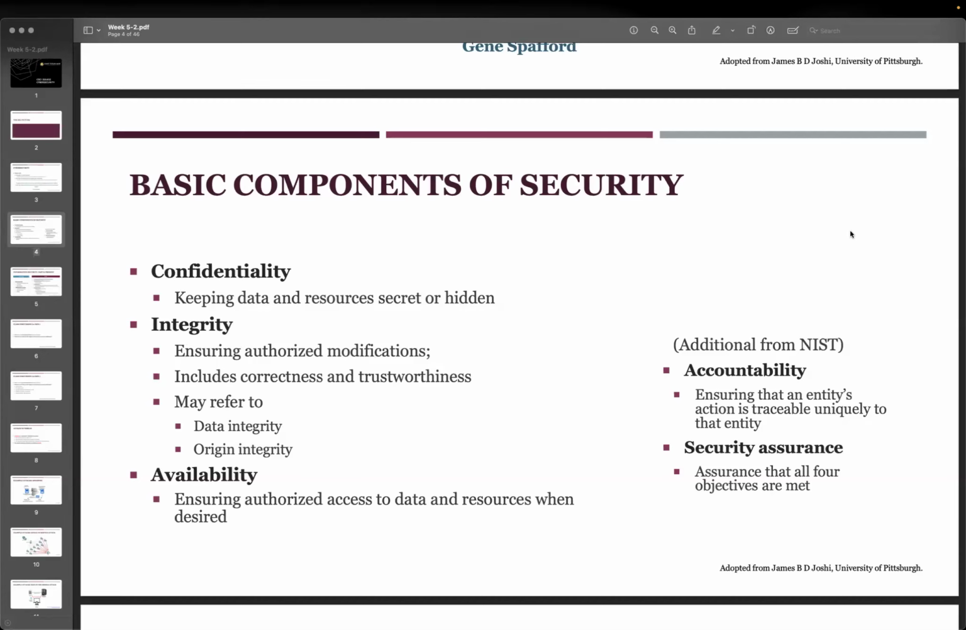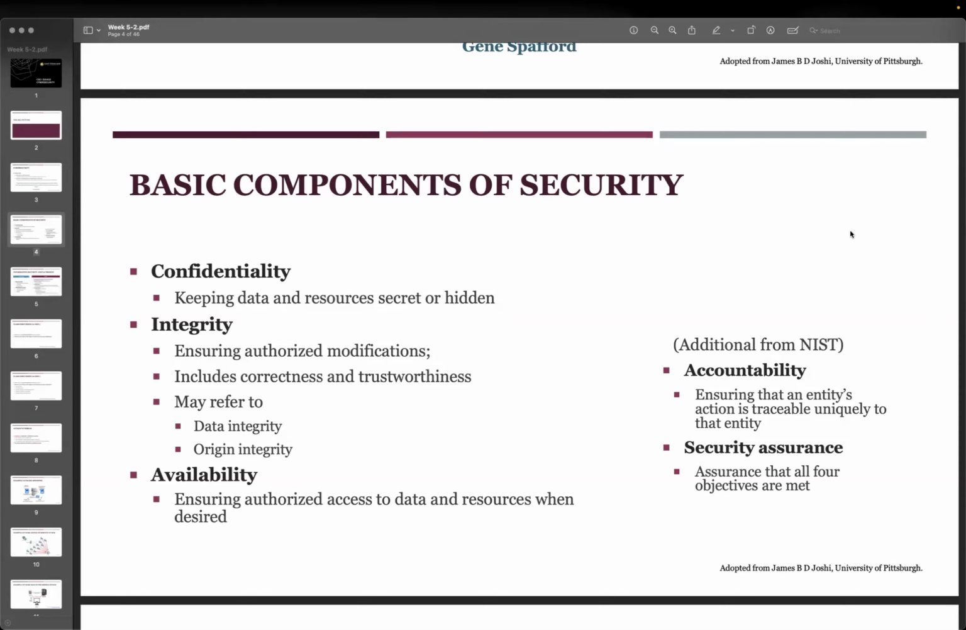Just like we recalled in Tuesday's lab and theory, when we learned about system permissions, how can we guarantee CIA? How can we authorize modification, like write permission? How can we authorize access to data and resources, so they are allowed to read? Or how can we keep the data and resources secret or hidden?